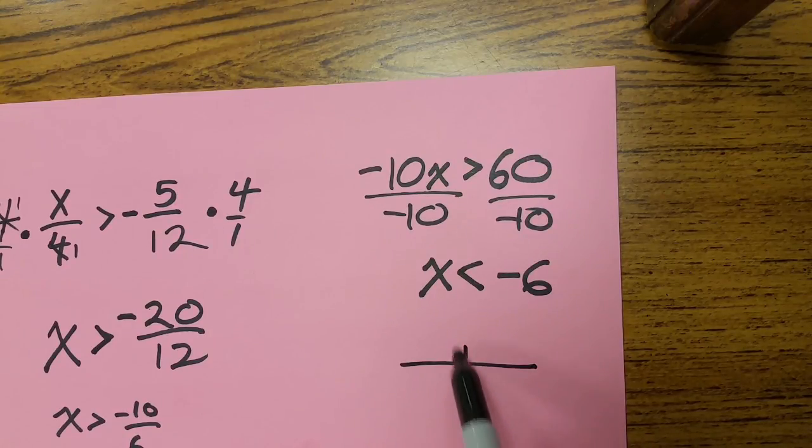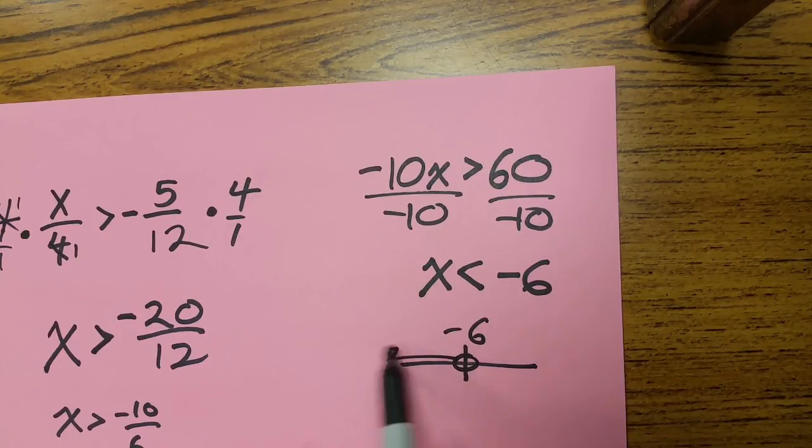Let's graph it. There's negative 6. Blank dot, since there's no or equal to. Open dot. And there we have it.